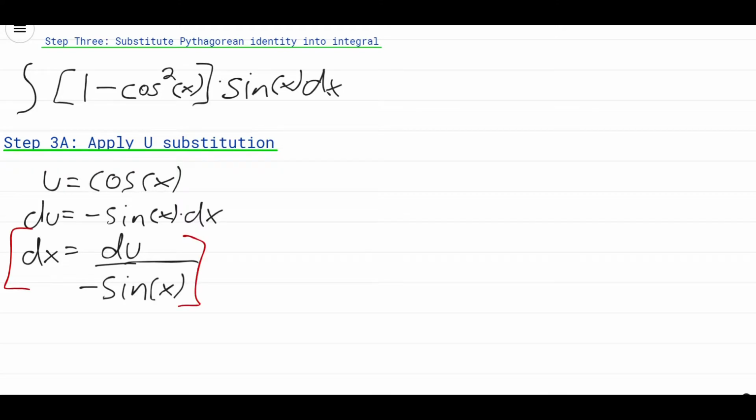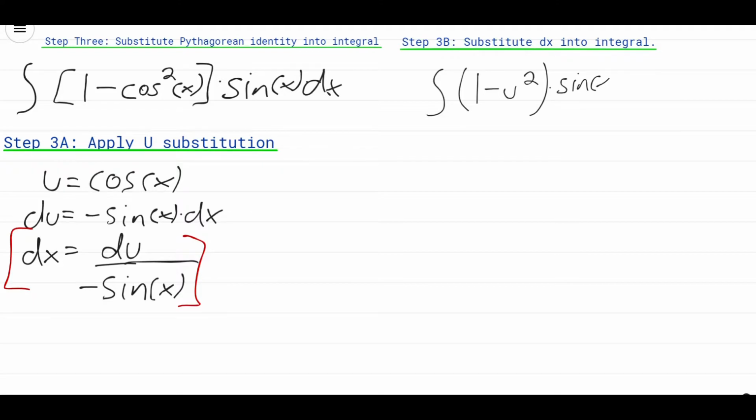So now we're going to put brackets around this because we're going to substitute the u and the dx back into the formula. So in doing so, we're going to substitute dx into the integral, and we're also going to substitute in u. So we get 1 minus u squared times sine of x times du divided by negative sine of x. And we know the sine of x cancels out, and that's the whole idea of u substitution. Whenever we do the u substitution, we want to make sure that the terms will cancel out and we have everything in terms of just u.